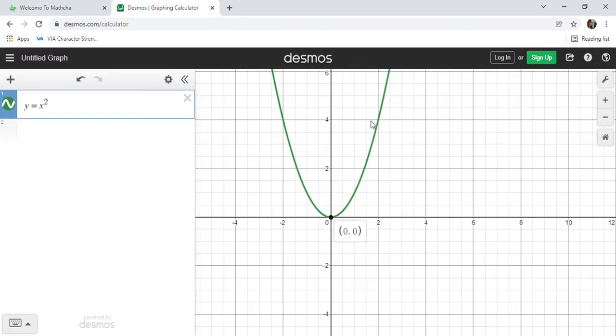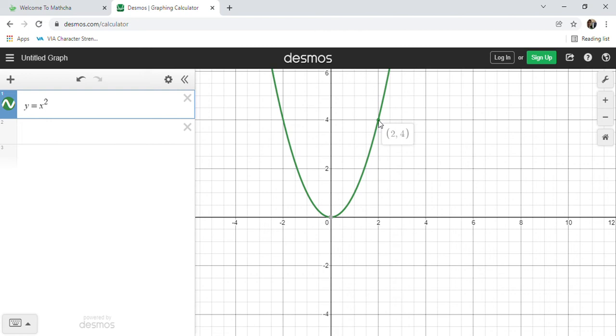But let's just say that I wanted to calculate the slope of the line right here, right at x equals 2, at the point 2, 4.